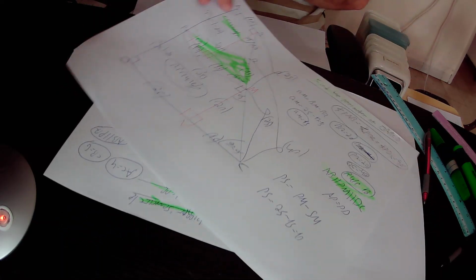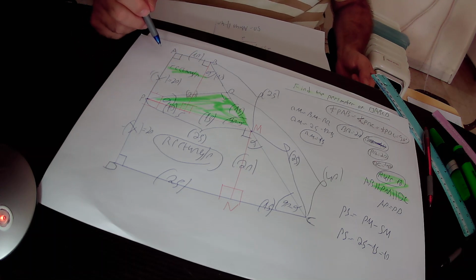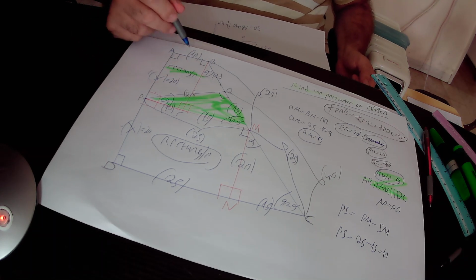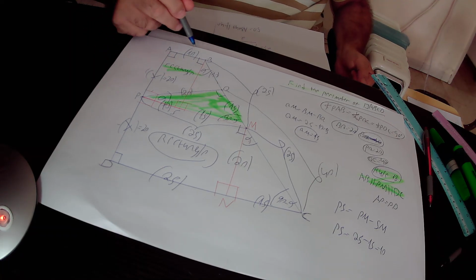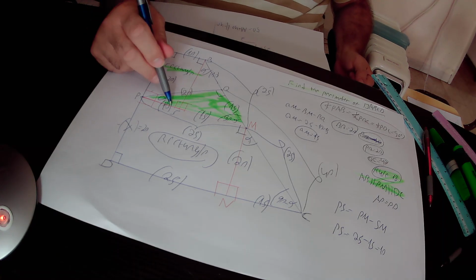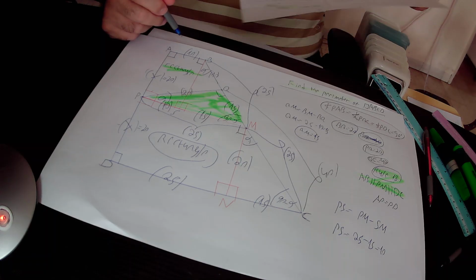So in rectangle ABSP, side PS must be equal to the opposite side AB. But PS is 10, and therefore this means side AB must also be equal to 10 units in its length.